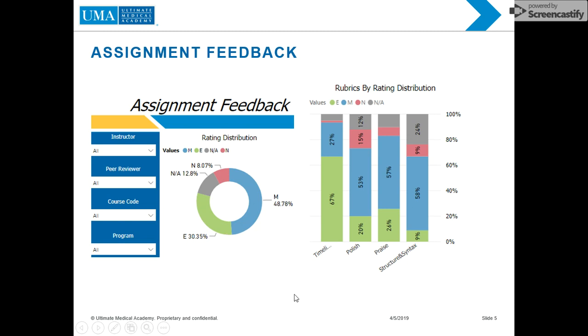Looking at assignment feedback, it is the same idea, but just different areas here. You can see the total amount of E's, M's, and N's. And also for assignment feedback, you will notice there are a percentage of NAs. These would be for assignments that are auto-graded. That is taken into account.